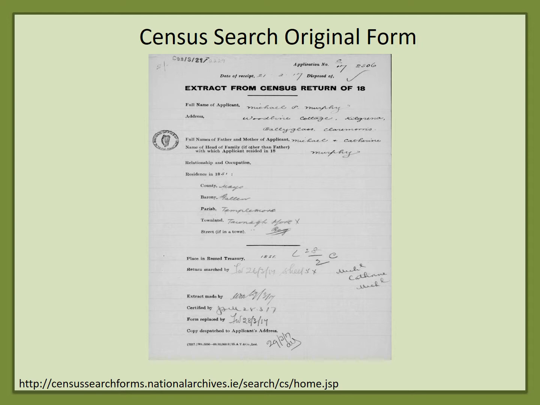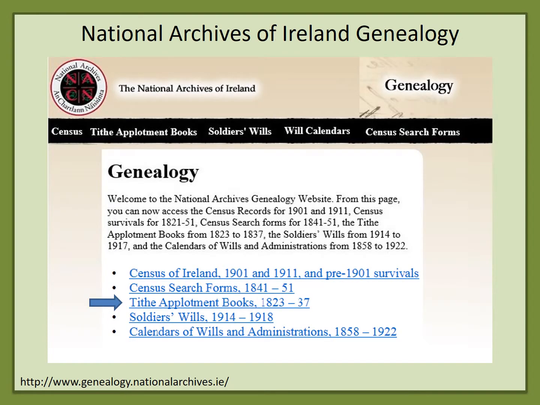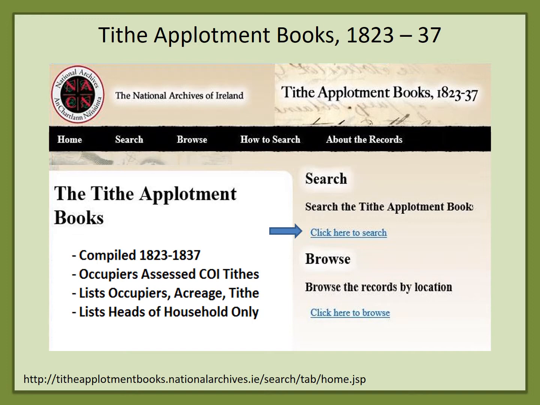Returning again to the genealogy website homepage, we select the Tithe Applotment book collection. The Tithe Applotment books were compiled between 1823 and 1837, listing occupiers of agricultural holdings. The occupiers were required to pay tithes to the Church of Ireland until the act was revoked in 1871. A book exists for almost every civil parish. It is useful as a census substitute, but only names of head of households are included. The books can be searched by name or browsed by location.